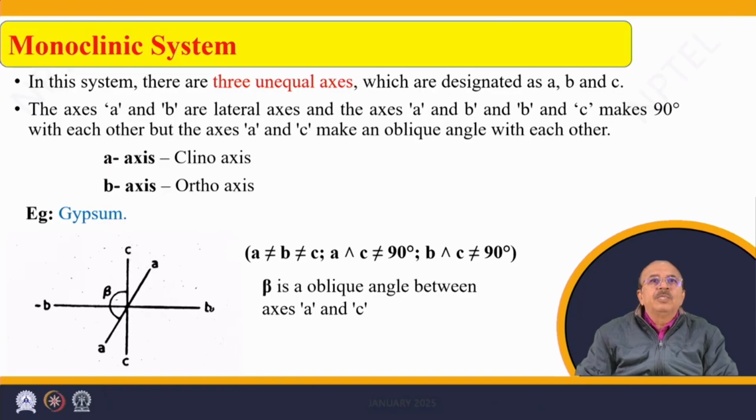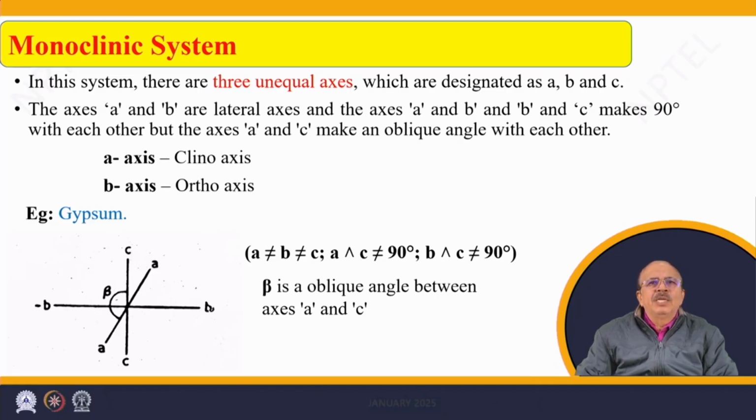So next system is the monoclinic system. In this system, there are three unequal axes which are designated as A, B and C. The axis A and B are lateral axis, and the axis A and B and C makes 90 degree with each other. But the axis A and C make an oblique angle with each other. In this system, the A axis is also known as clino axis and B axis is also known as ortho axis. The mineral gypsum is a good example of the monoclinic system.